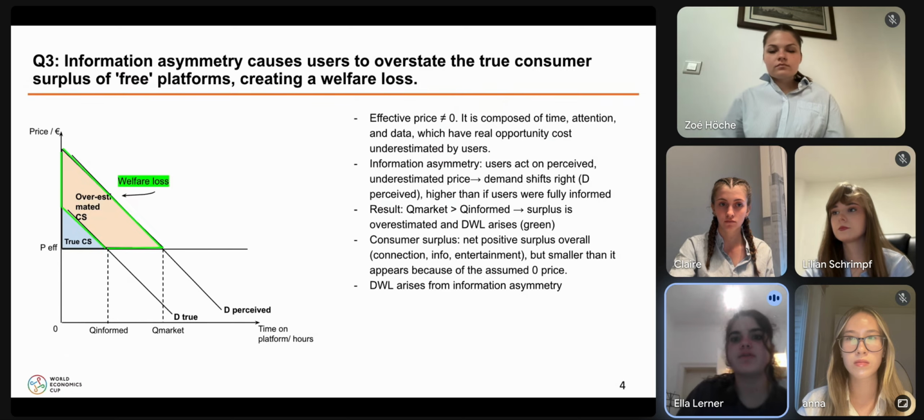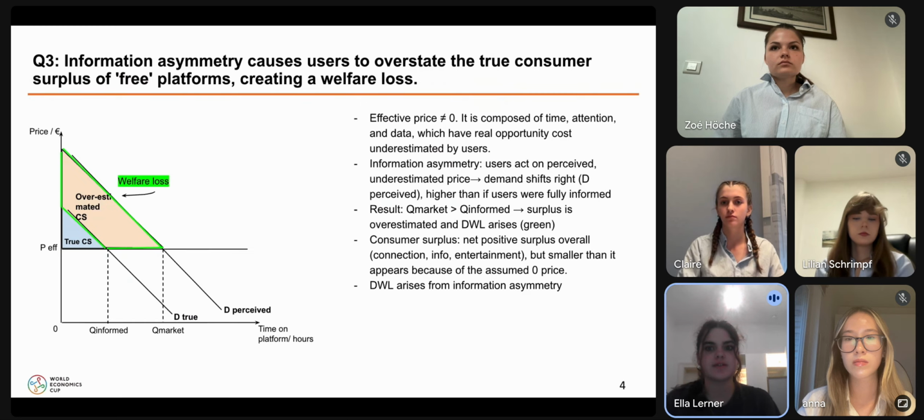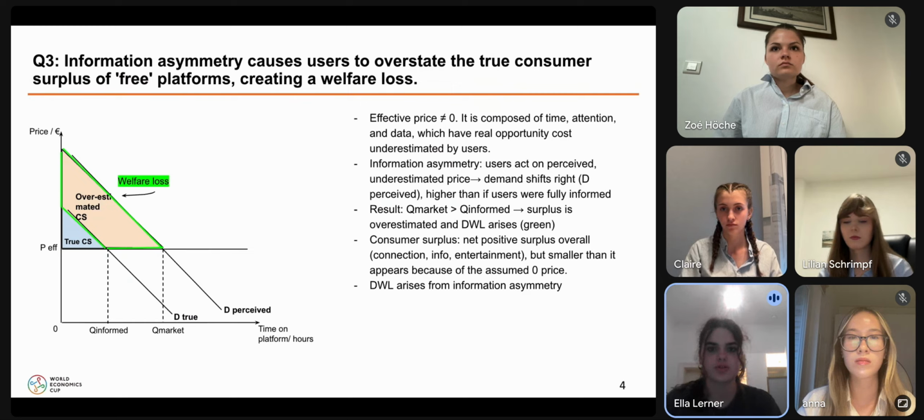Question 3 examines how information asymmetry causes users to overstate the true consumer surplus of free platforms, creating a welfare loss. The actual effective price of using social media is not zero like users perceive. The effective price is time spent, attention, and data collected, which produces advertising revenue for social media platforms, and this is represented by the horizontal line P effective. Because users think they're using the platforms for free, and because of information asymmetry, they overconsume these services, shown by demand curve D perceived, which sits right of D true, the lower demand for these services if users had full information. As a result, the market quantity of time spent exceeds the informed quantity of time spent.